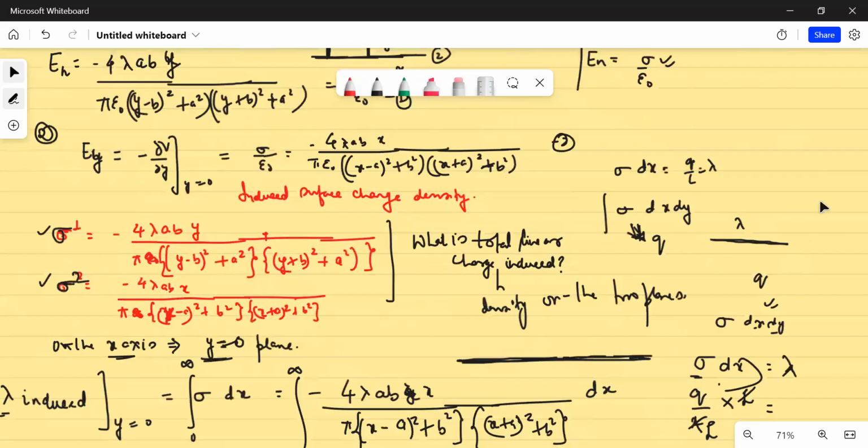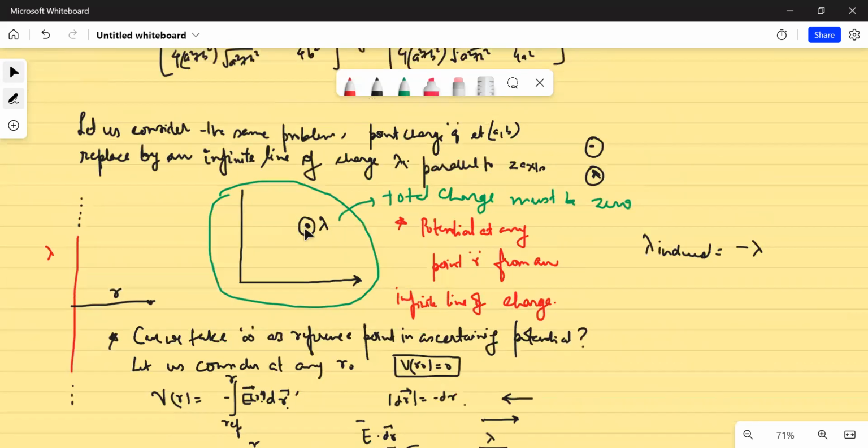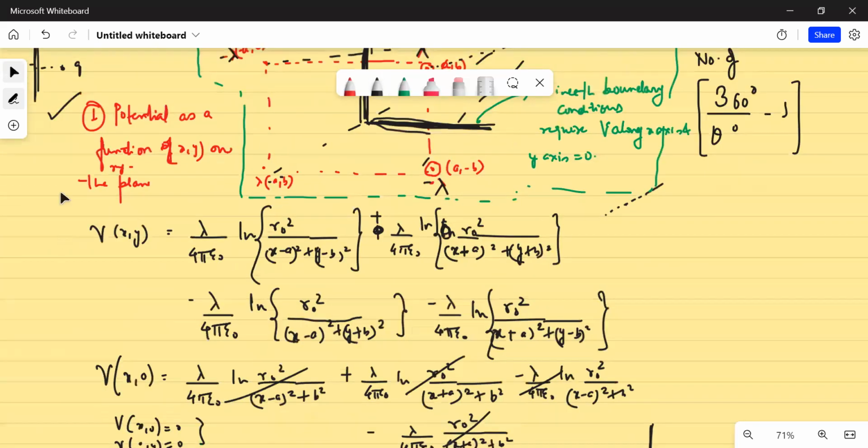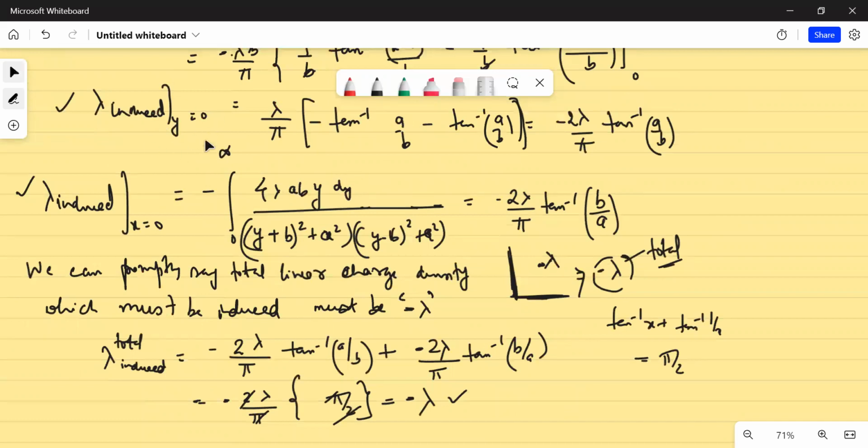Now the question arises: if I had placed a line of charge with linear charge density lambda here, then in totality, with contributions from both of these planes, what would be the induced linear charge density? One can instantly say that if you place a line charge lambda here, the total induced linear charge density on these two planes would be equal to minus lambda. Is that clear? This is what one expects. Let us see if that is the case or not. We have obtained the linear charge density induced on both of the planes, that is both of the axes: at y equal to 0 and at x equal to 0.